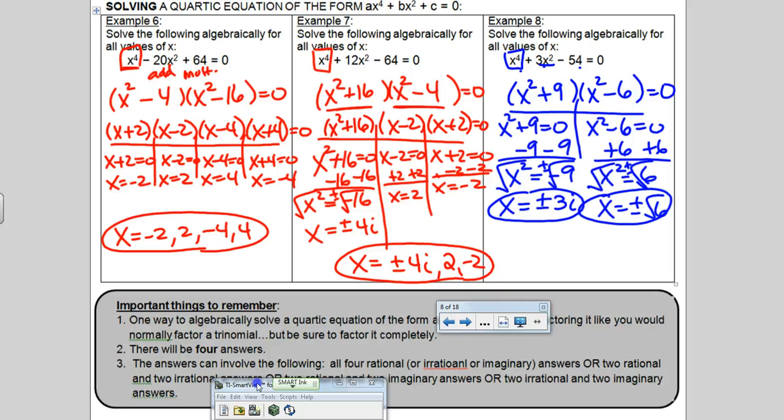Power 2s have 2 answers at most, or less if they have equal roots. Power 3s have 3 answers, again, or less if they have double roots or triple roots. And same thing with power 4s. They're going to have 4 answers, or again, less if you have double or triple roots in there as well.